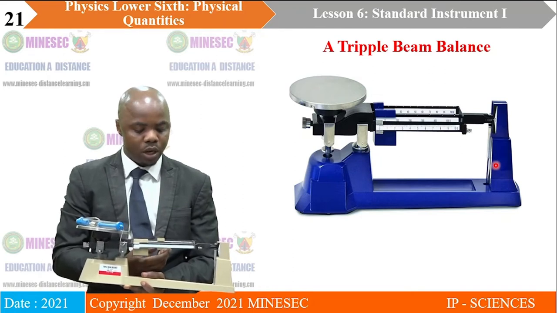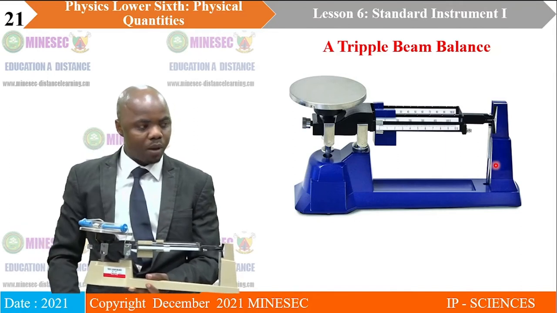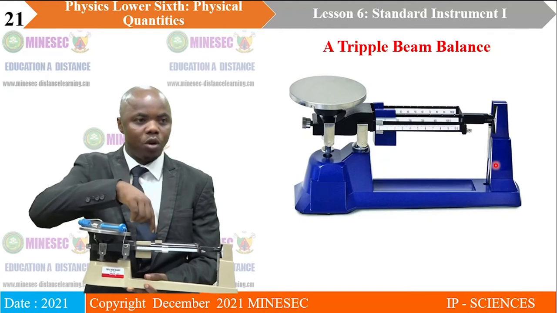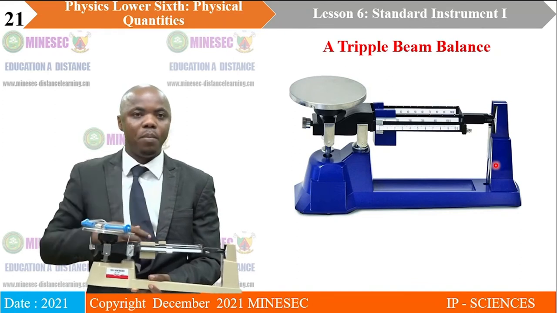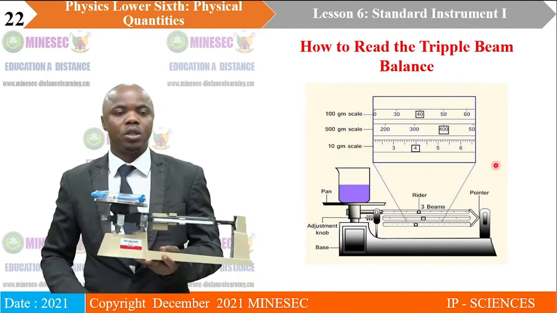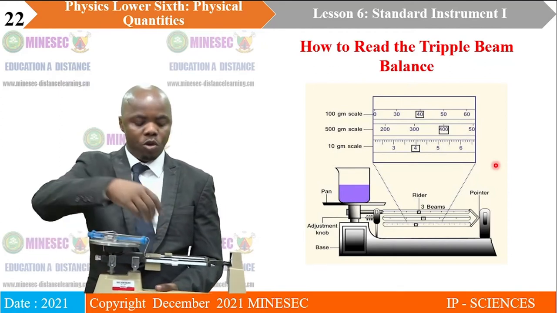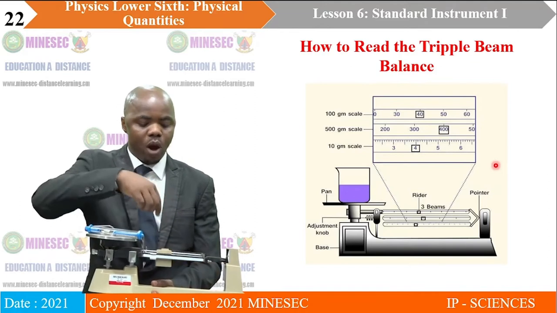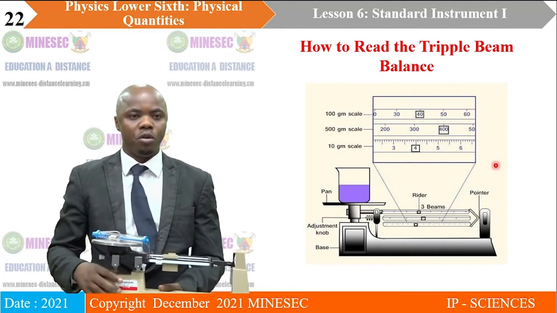So if I put it like this until it falls, I can bring it back now and increase this one until my bar becomes zero. If my bar stays at zero, what do I do? I add all the values on the three beams. I add the value from beam one, and the value on beam two, and the value on beam three. It gives me the mass of this object. So again, you place your mass on the pan. You move the three masses on the beams until this pointer points to zero, and you add the three values on the beams. That gives you the total mass of the object.